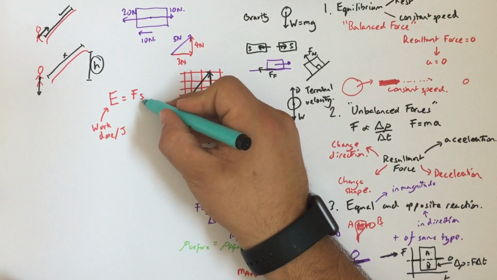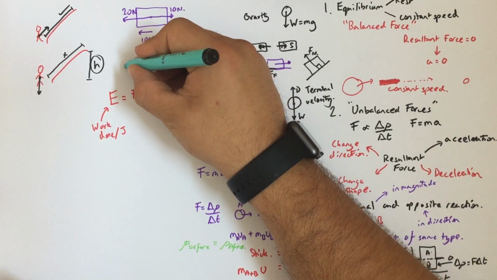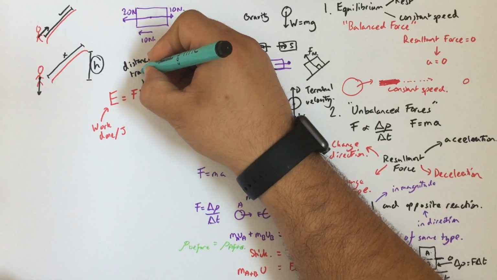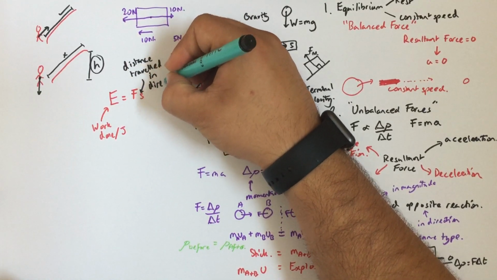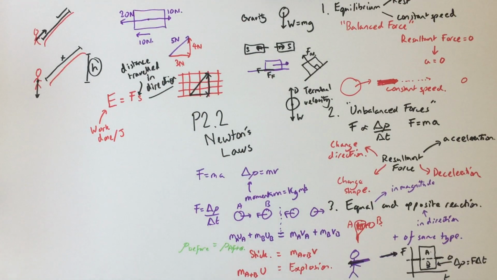So it's force times distance travelled. So this is, effectively, the displacement. So it's the distance travelled in the direction of that force. Okay, so that bit, massively important.